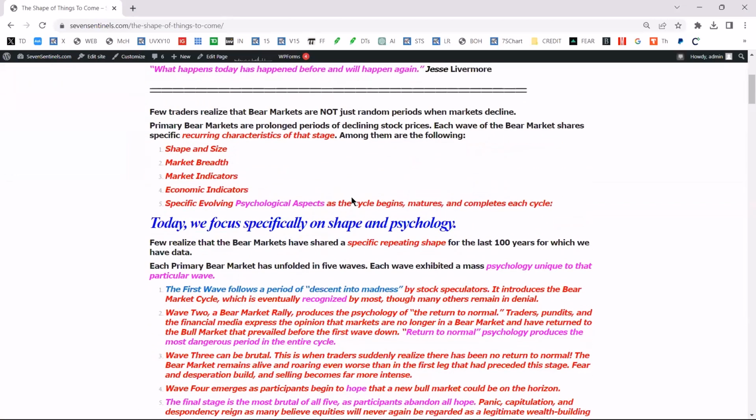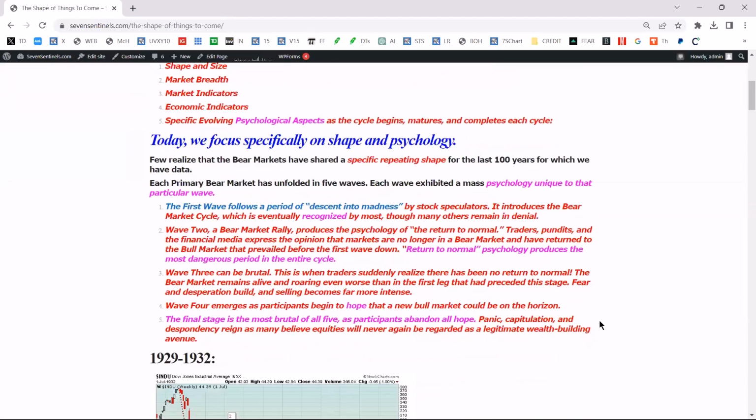But anyway, we had that descent into madness, wild speculation like we've never seen in the last 100 years. And then we began the first wave of the bear market. In that first wave, the bear market gets recognized by most, not all people. There's a lot of denial. But then we get wave two. And that's what you're asking about.